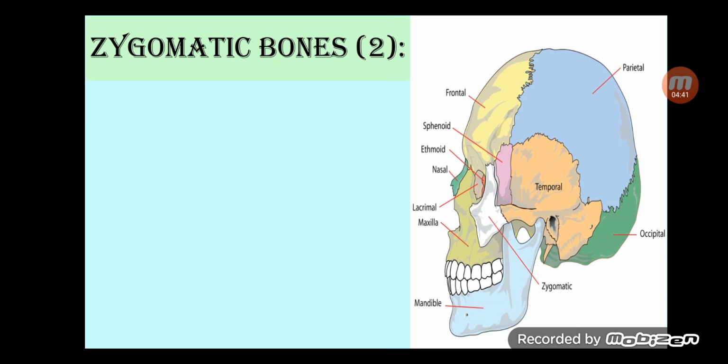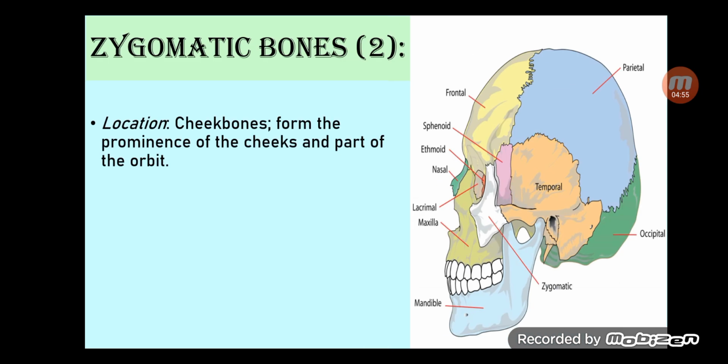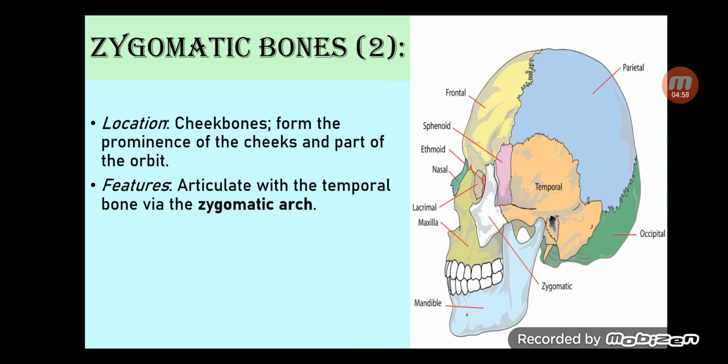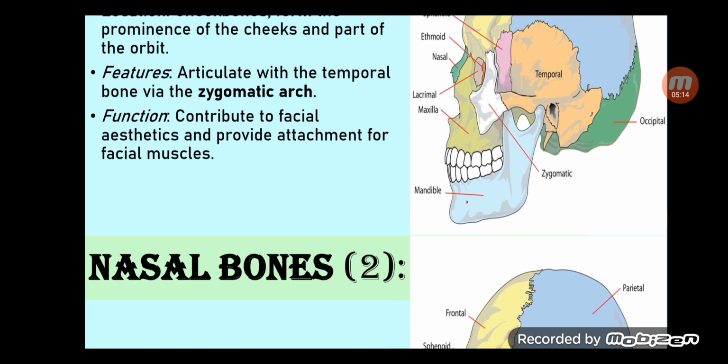Then we have the zygomatic bone of the facial skeleton, that is 2 in number, and that means they are paired bones. In the diagram, it is shown in white color. Here you can see this is the zygomatic bone, white color bone. It is located at the cheekbone that forms the prominence of the cheeks and part of the orbit. Its features include the temporal bone articulation with the zygomatic arch, and the function includes that it contributes to facial aesthetics and provides attachment for facial muscles.